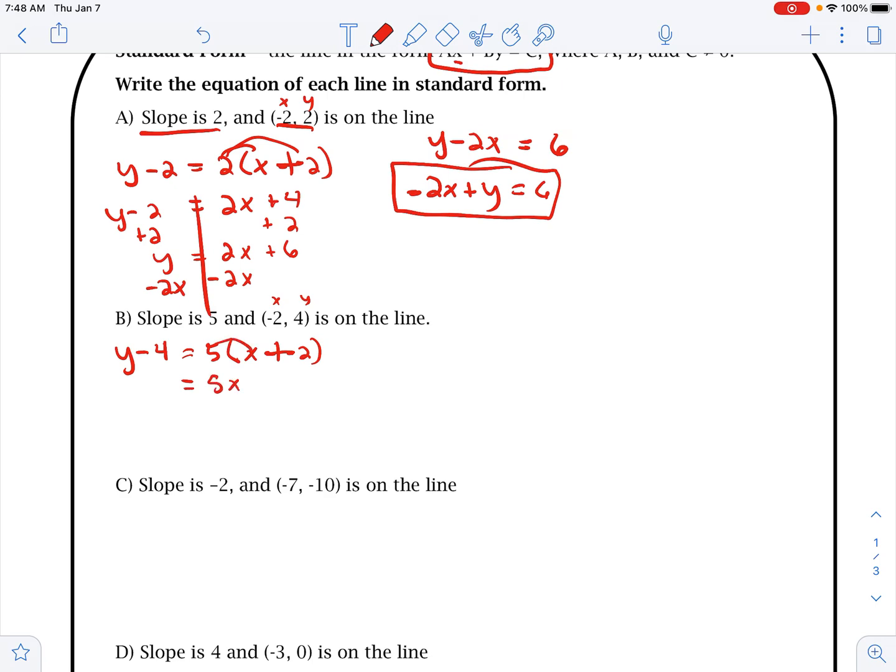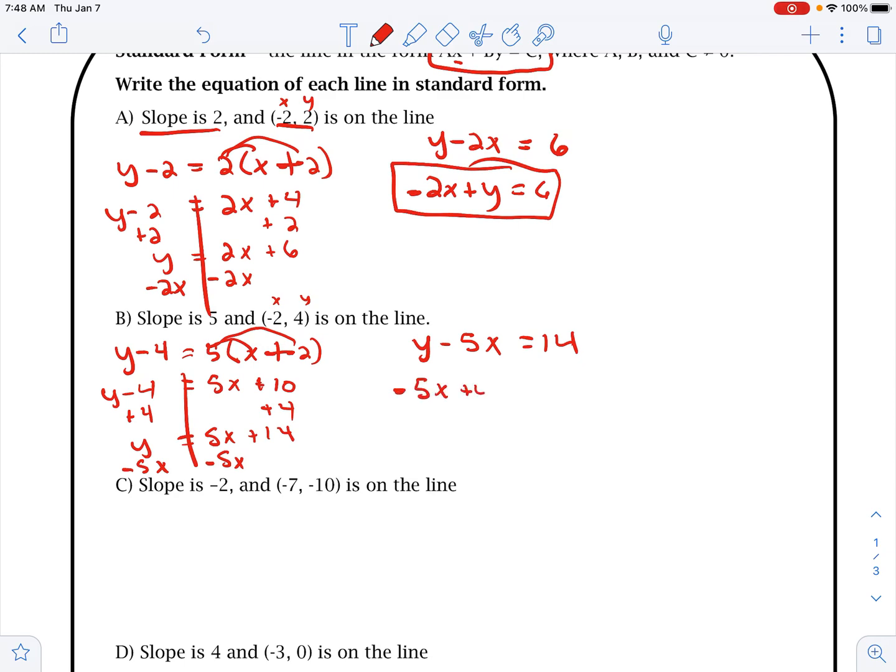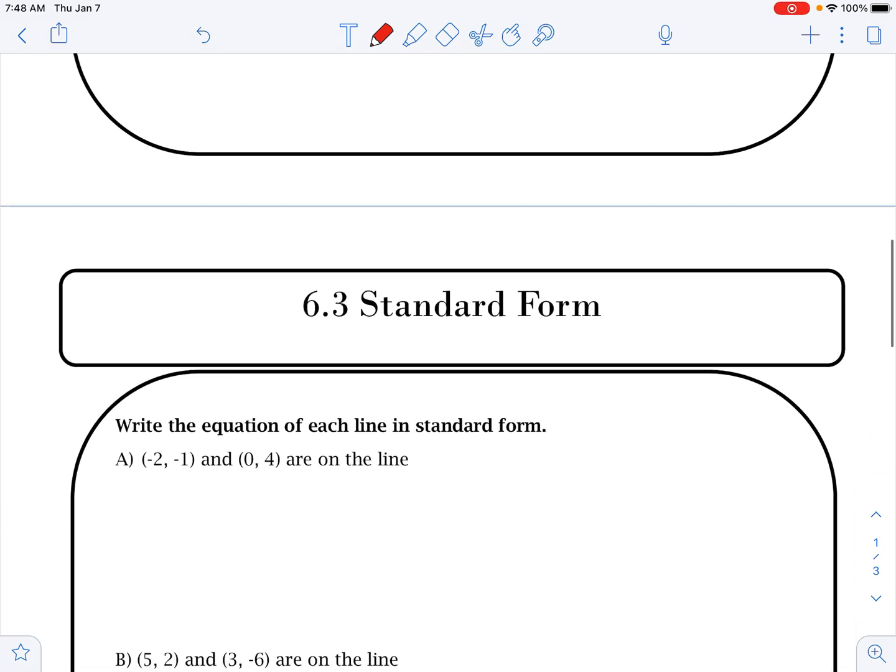I distribute. 5 times x is 5x. 5 times 2 is 10. Y minus 4. So then I add 4. I get y equals 5x plus 14. In this case, I would subtract 5x. So I have y minus 5x equals 14. And then I'm just going to switch the order. So negative 5x plus y equals 14. There's my answer. So I'll have you do C and D.